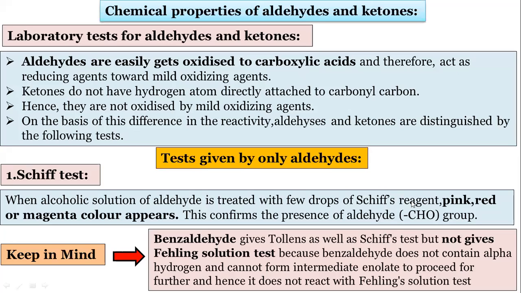Schiff's is a specific reagent which is used for the test for aldehydes. We get a pink-red or magenta color, and it gives confirmation of the aldehydic group, remember. So in the laboratory, at the time of the board exam, you have to do this Schiff's test, using Schiff's reagent, and if a red, pink or magenta color appears, it is a confirmation of aldehydes. Ketones do not give this test, only aldehydes give this test.